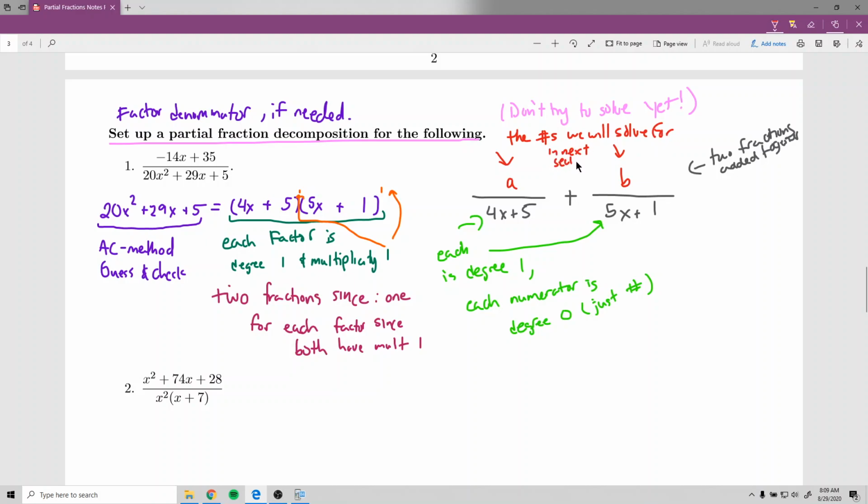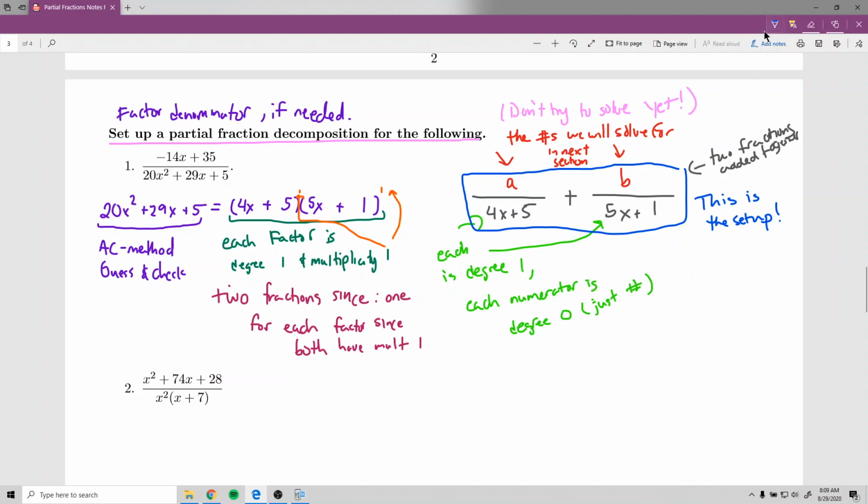All right, but I don't want to talk about actually solving them yet. I just wanted to really emphasize setting them up. And this is how you set it up. All right, this is the setup. Next section, we will solve for A and B.